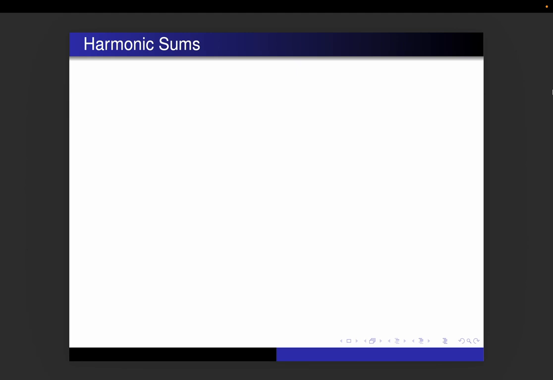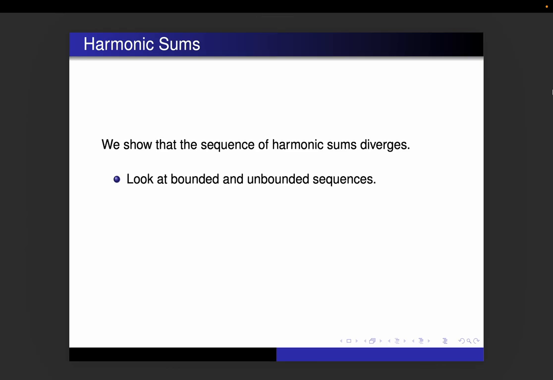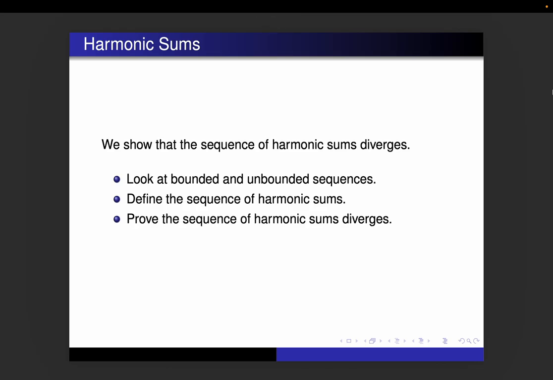So I promised you in the last video that I would show you that the sequence of harmonic sums diverges, and that's what this video is about. Alright, so we're going to look at bounded and unbounded sequences again, look at the definitions, get our heads around that one so we know what we're talking about. We're going to define the sequence of harmonic sums in case you've forgotten what they are, and then we're going to prove the sequence of harmonic sums diverges.